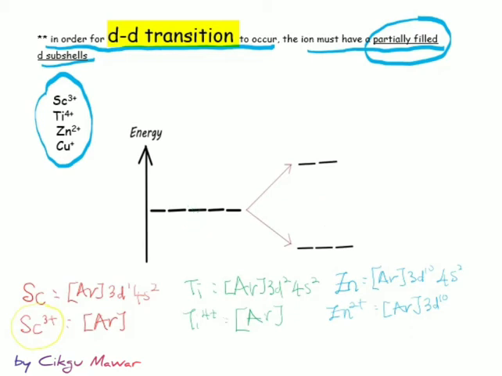Now how about zinc 2 plus? We can see that it has a fully filled 3d orbital, with 1, 2, 3, until 10 electrons in the 3d orbital. Once a ligand is present around the central metal ion, zinc 2 plus, it splits the orbitals into non-degenerate orbitals, into two sets of orbitals. Now we fill in the electrons here.